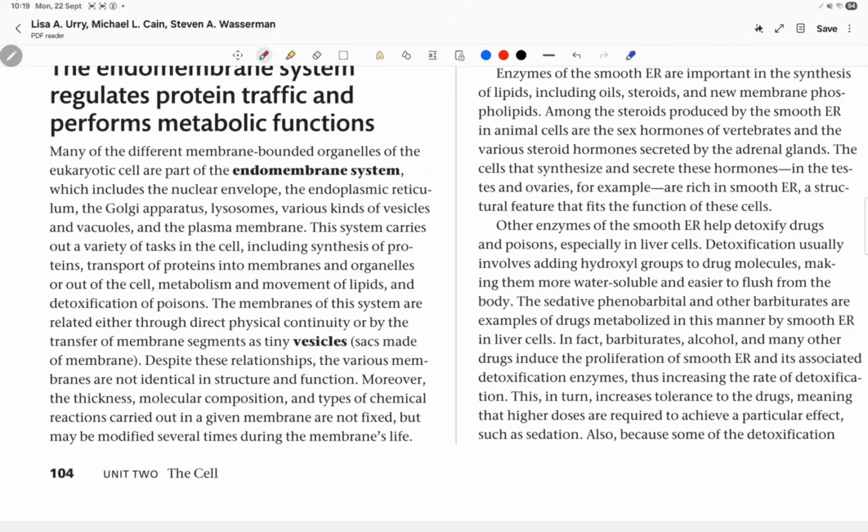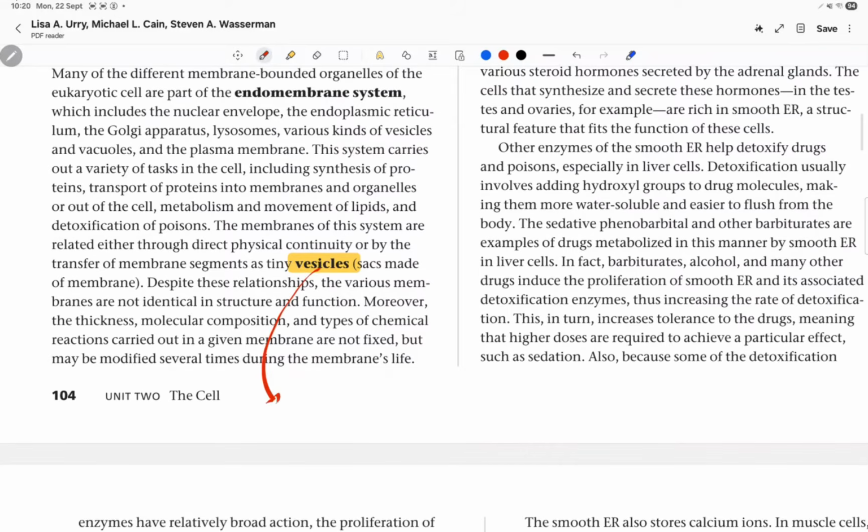If we're discussing the rough ER, we must also discuss a vesicle because whatever is made by them has to be going inside a vesicle to be shipped to the Golgi apparatus for modification purposes before it gets shipped in a different vesicle to go either to the cell membrane and stay there, or to leave the cell entirely. So a vesicle means one of two things. Either it will remain on the cell membrane or it will leave the cell entirely.